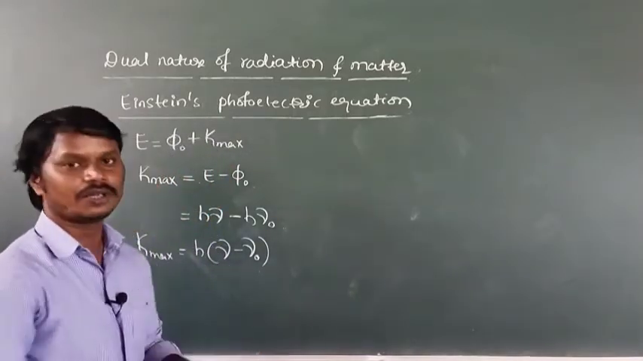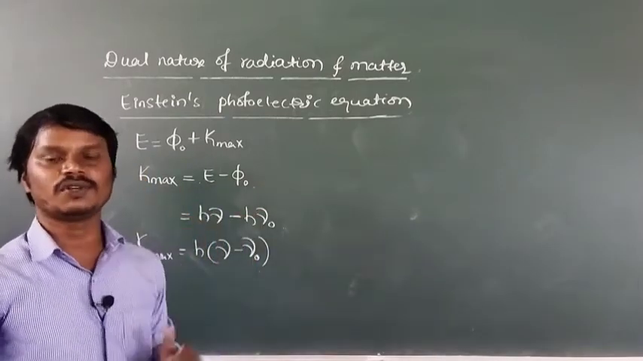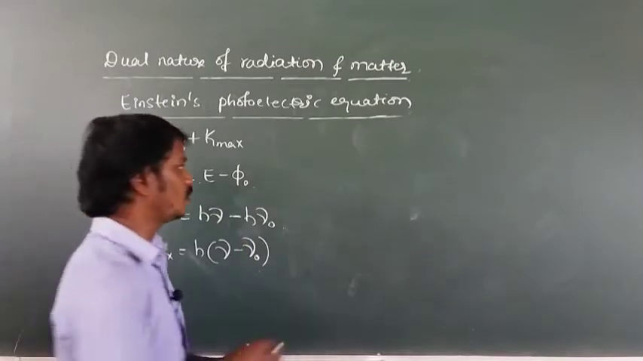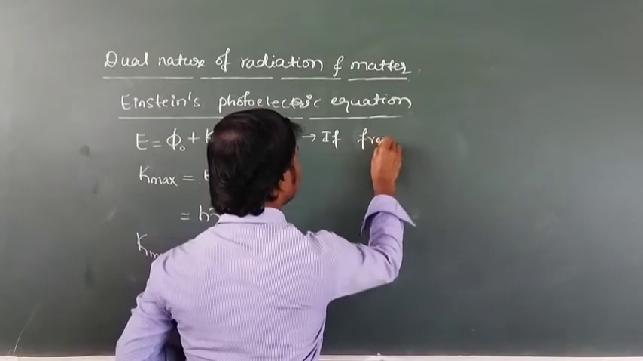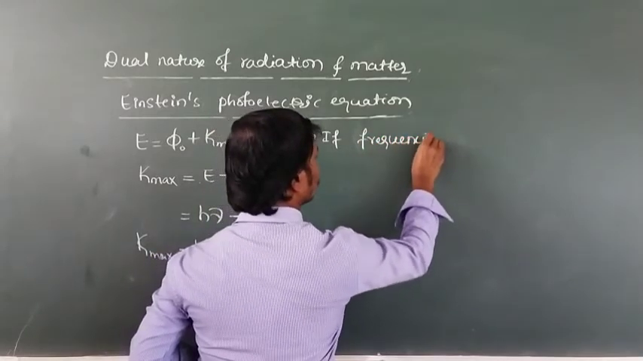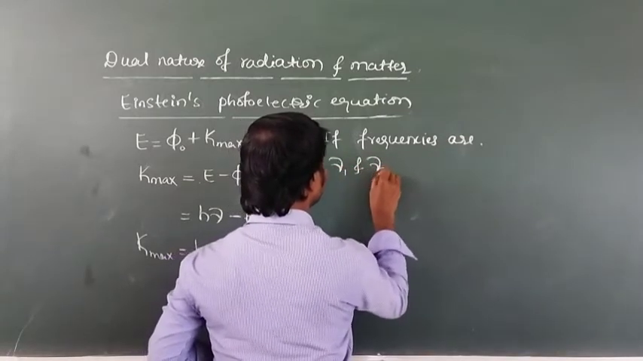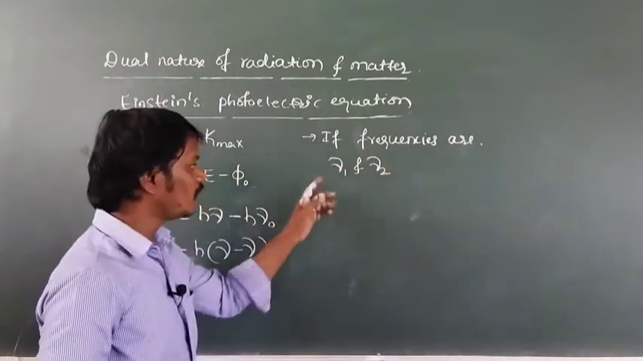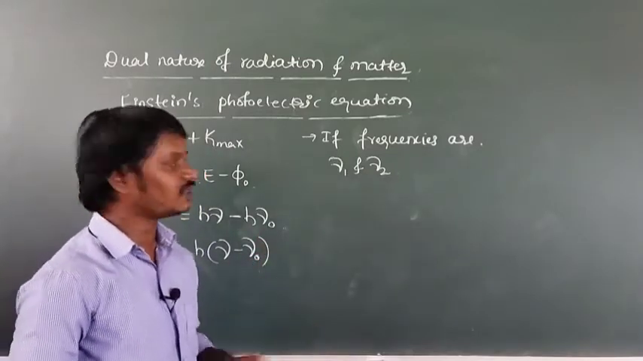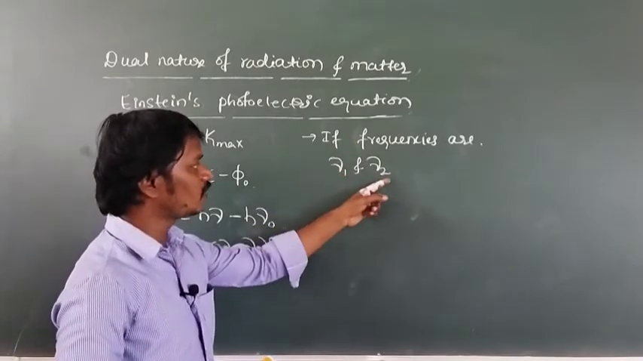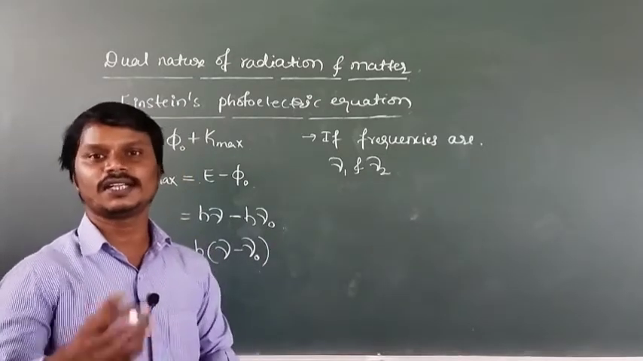Then the ratio of the kinetic energies of the ejected electrons for the same metal, for different frequencies. See, if the incident frequencies are nu1 and nu2, but the metallic surface is same, then threshold frequency is constant. The frequencies of incident radiations are different, nu1 and nu2. Then how to find the ratio of kinetic energies?